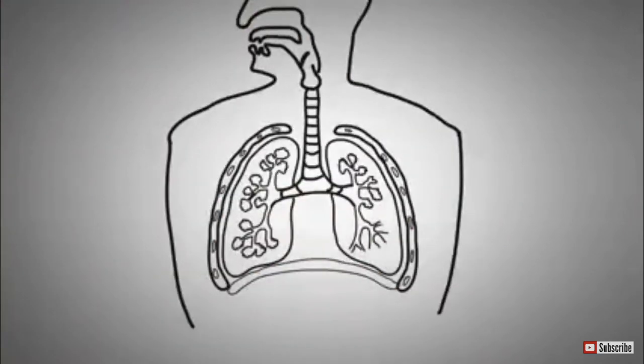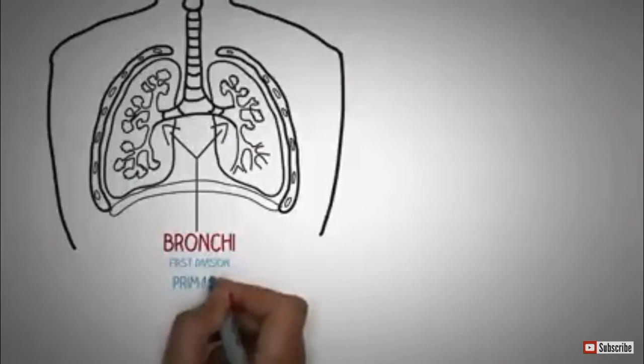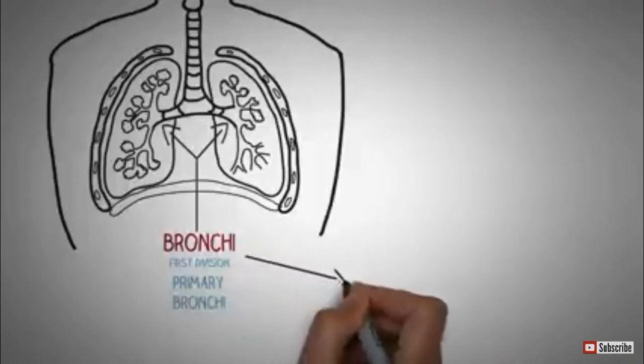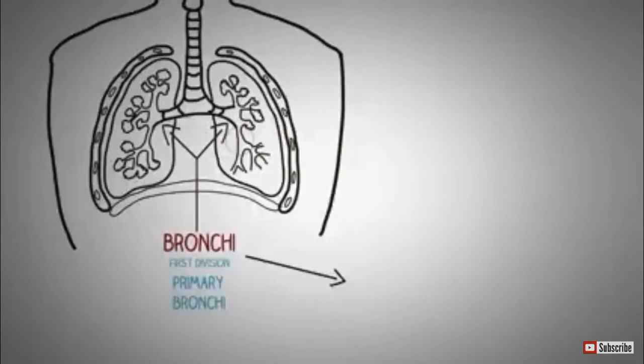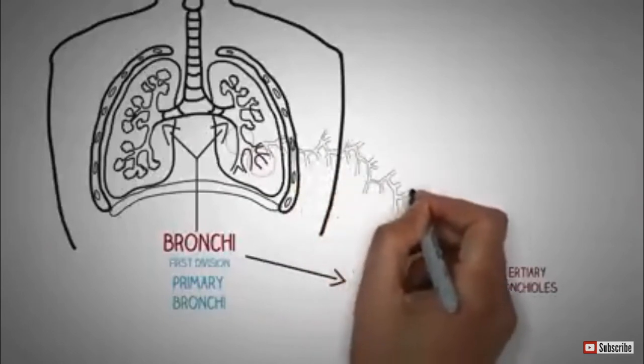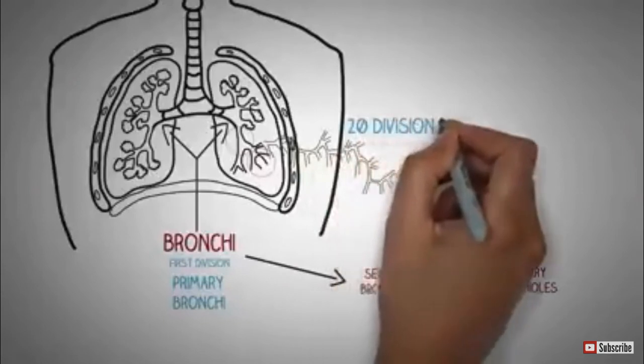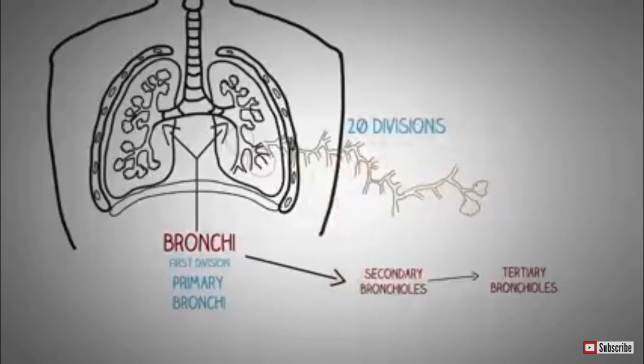The trachea then divides into the primary bronchi. This is called the primary bronchi because it is the first division of the trachea. The primary bronchi then divide into secondary bronchioles, and then the secondary bronchioles divide into the tertiary bronchioles. What happens next is that these tertiary bronchioles again divide for about 20 divisions to form the conducting bronchioles. So you can see the tertiary bronchioles divide many times to form very small sac-like structures.